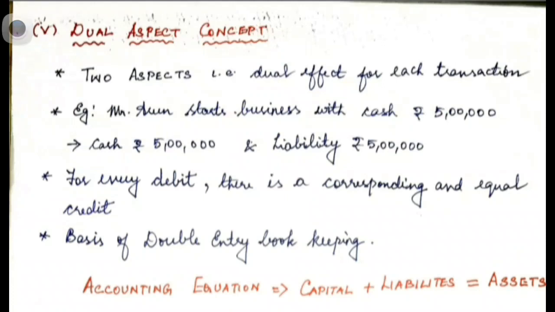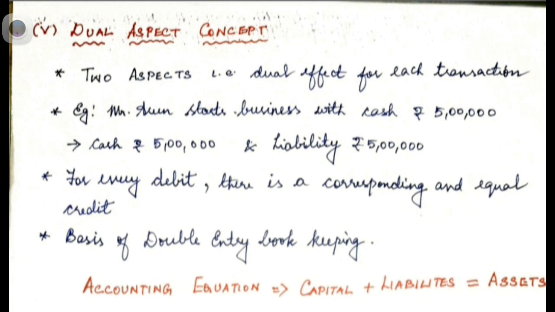Students, in today's class we will be discussing the accounting concepts. In continuation of the above four points, we will today discuss the fifth point, which is about the dual aspect concept. The word dual refers to double. So there will normally be two aspects when every transaction is entered. This is called a dual effect.